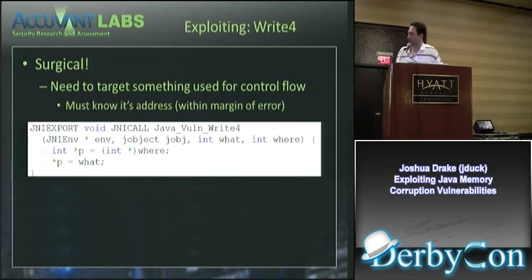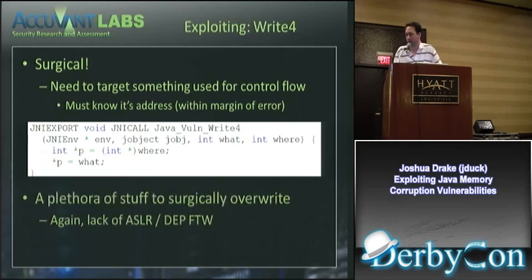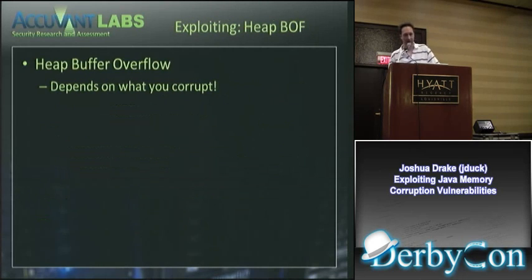So with write four, it's more surgical. You have to know where you're writing something. With no ASLR, you just write it wherever you want, and Java has a crap load of function pointers all over the place and all kinds of really nice stuff like pointers to structures that have function pointers in them, and probably pointers to stuff that will do all kinds of other fun stuff, like maybe execute the JIT or something. I'm not sure.